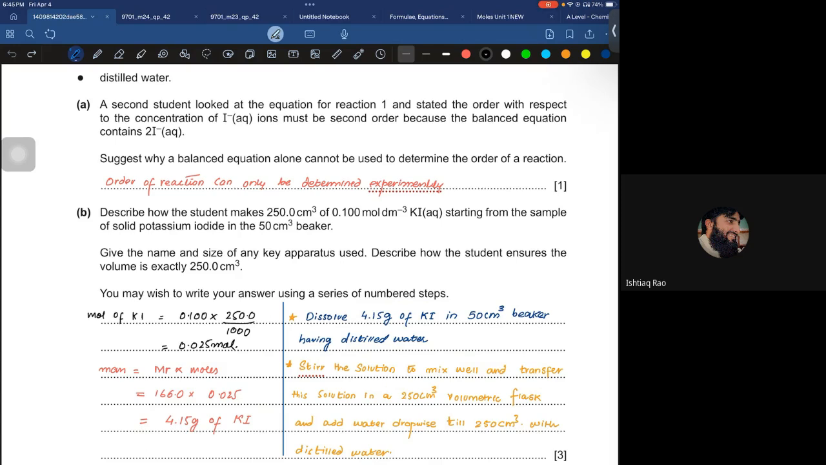Then add water drop-wise up to 250 cm cube. Basically, you have to make up the solution. After transferring all of the contents from the beaker, you add water. On the volumetric flask we have a mark. If you take a 250 cm cube volumetric flask, you will see the mark. So you have to make up the solution to that mark, and then we can say that the solution is 250 cm cube. It comes in different sizes basically.